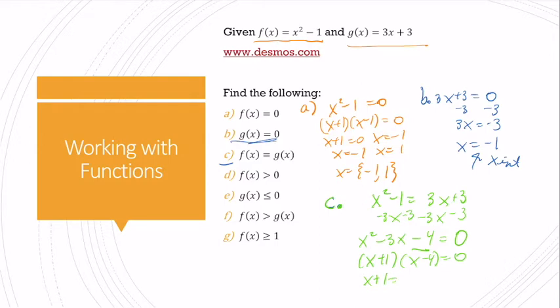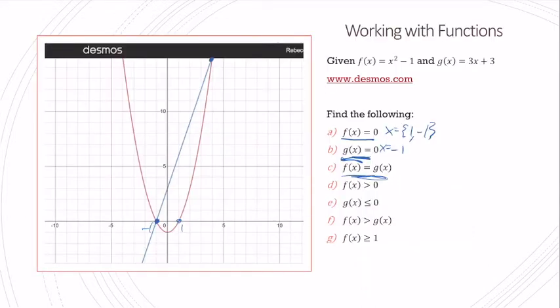So my two functions are equal when x equals negative 1, which we already found, and when x equals positive 4. Let's take a look back at our graph. I agree that that is probably right around where x equals 4. So that'd be negative 1 and 4.